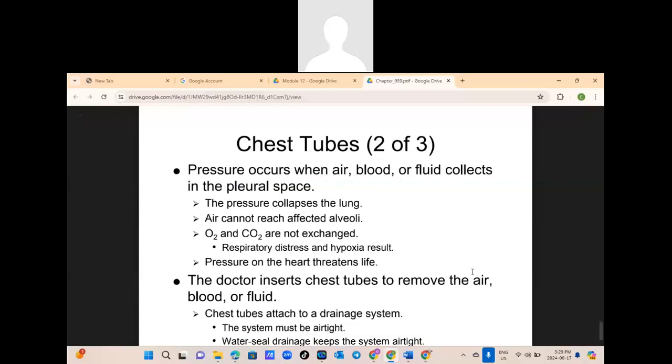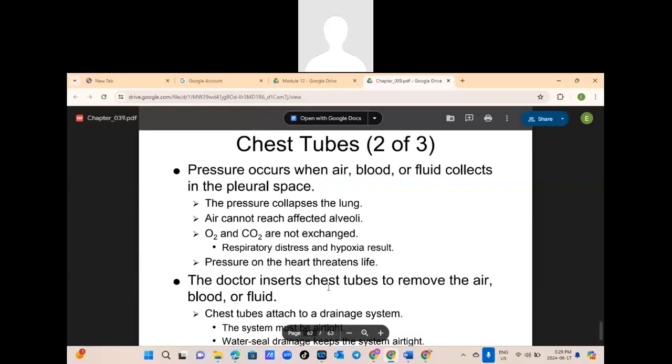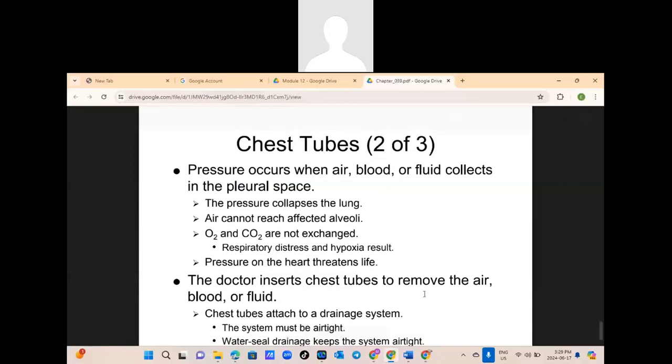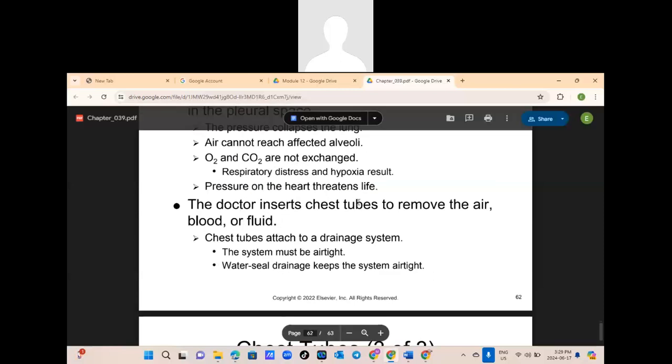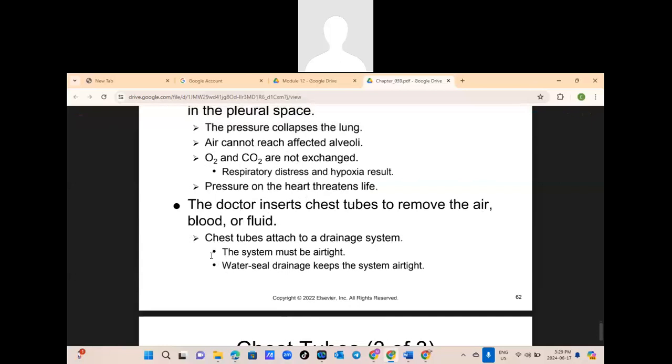Air cannot reach the affected alveoli. O2 and CO2, or carbon dioxide, are not exchanged. Respiratory distress and hypoxia will result. Also, pressure on the heart threatens life. The doctor inserts chest tubes to remove the air, blood, or fluid. So chest tubes are inserted in order to remove air, blood, or fluid.